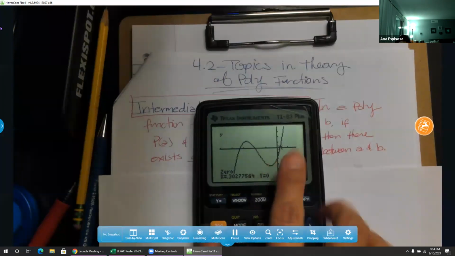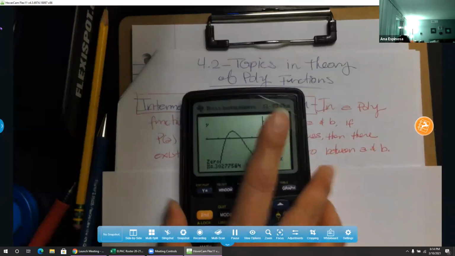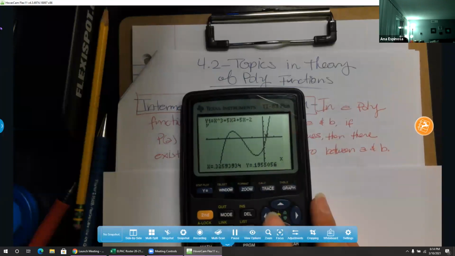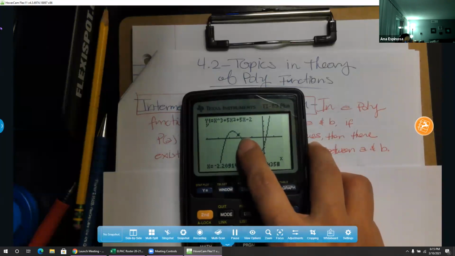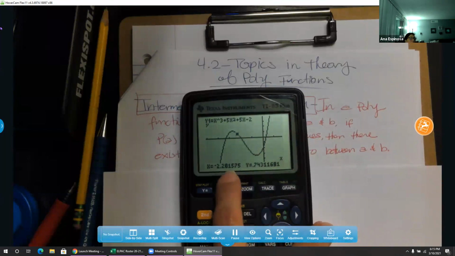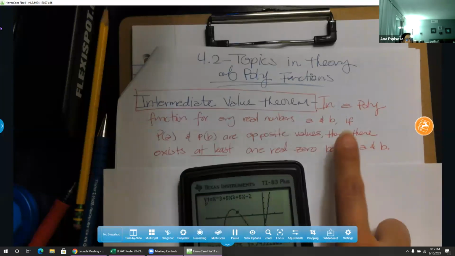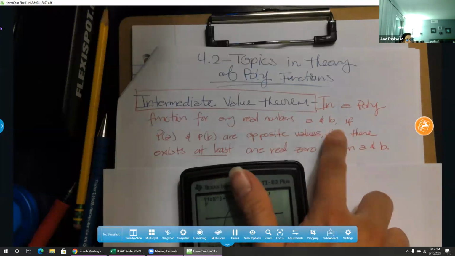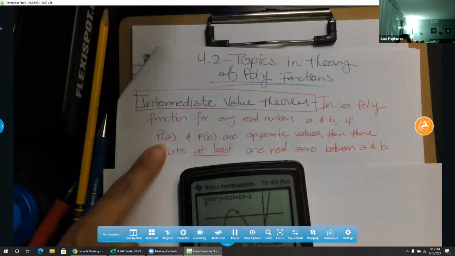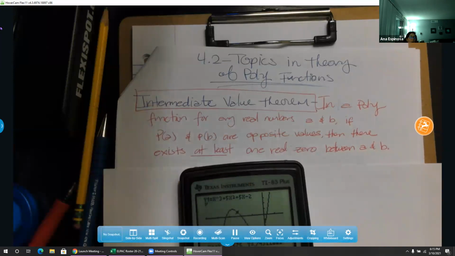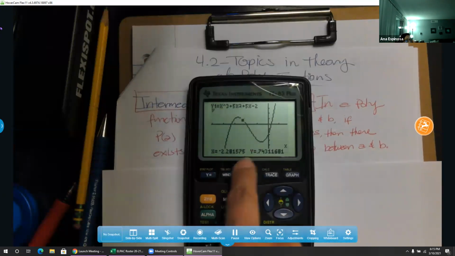So notice that when I'm trying to find the zeros, the intermediate value theorem says that if I, let me lock this in again, let me go this way, if I put my cursor above my zero, so let's suppose I want to find that zero where it crosses the x-axis. If I put my cursor above it, notice the signs, right? The y value is positive. So check this out. In a polynomial function, for any real numbers a and b, which are your x values, if when you plug in a and b you get y values as the outcome, and those are opposite values, then there's at least one zero. So watch, that's a negative, that's a positive.